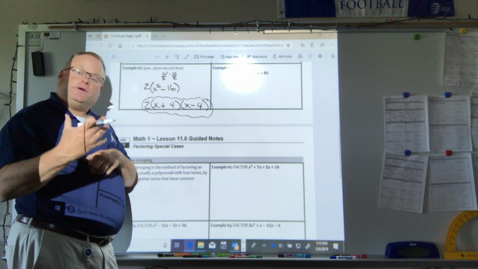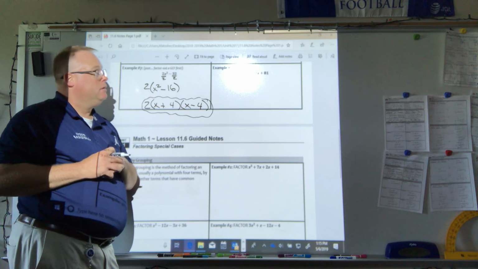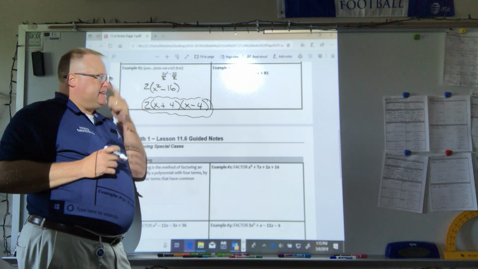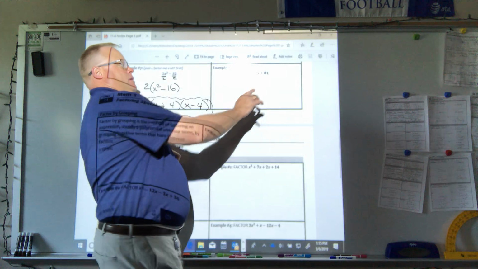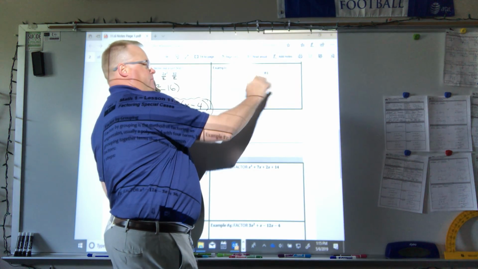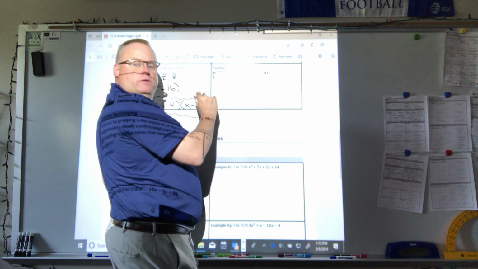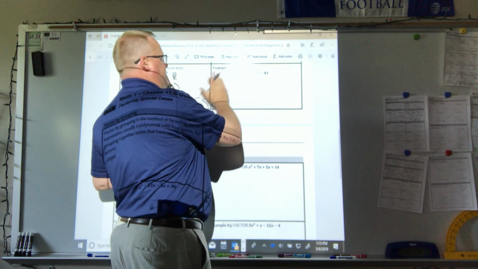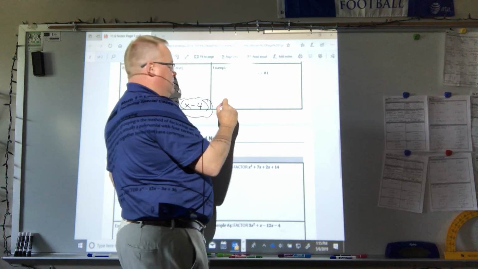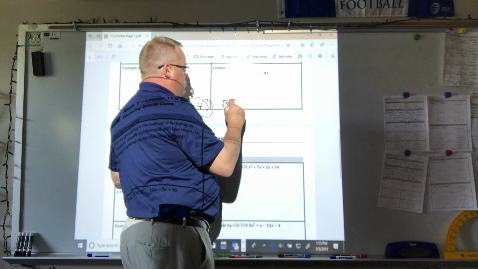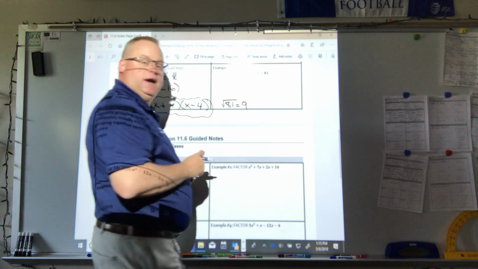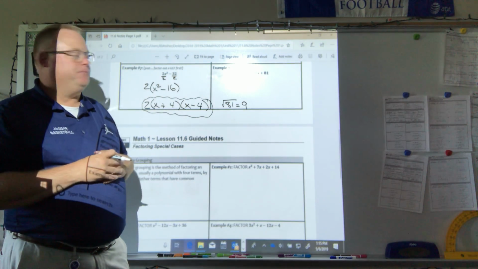Last example before we turn the page and go to factor by grouping. x squared minus 18x plus 81. Is 81 a perfect square? If I take the square root of 81, well, that's 9. So I know that's a perfect square.